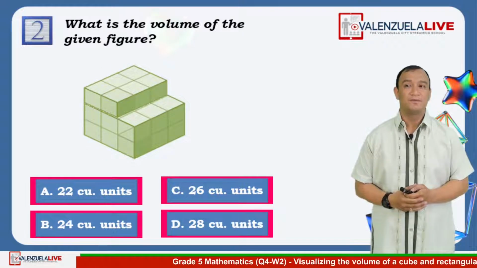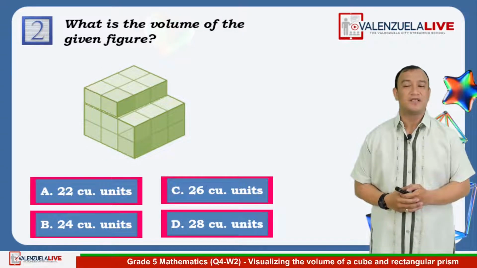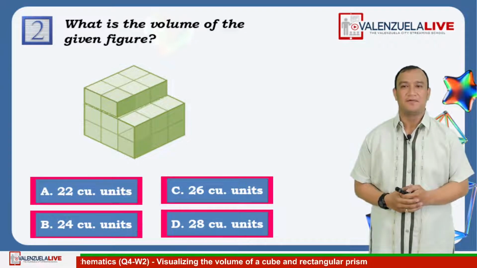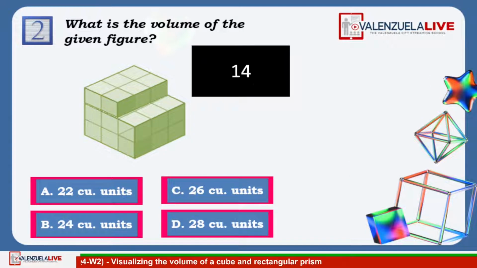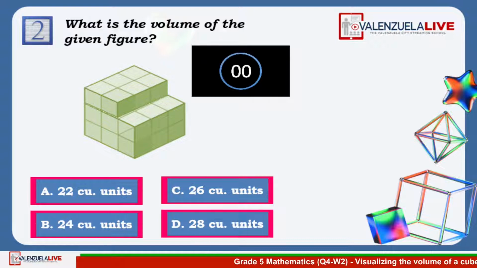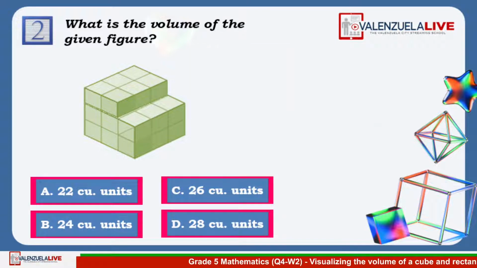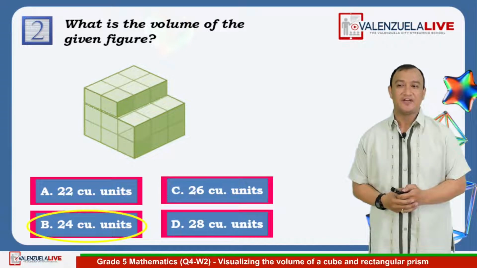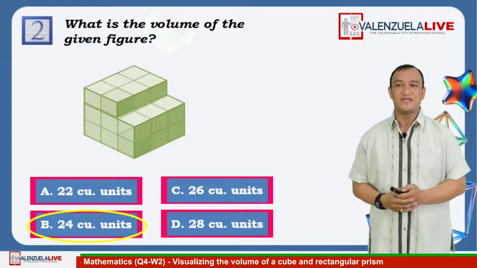For number 2, what is the volume of the given figure? Time starts now. Five, 4, 3, 2, 1, 0. Okay, time's up. Let's find the answer. And the answer is letter B.